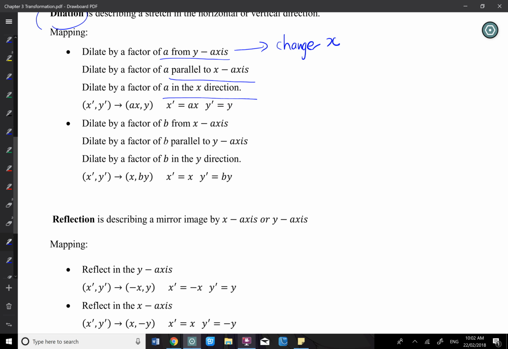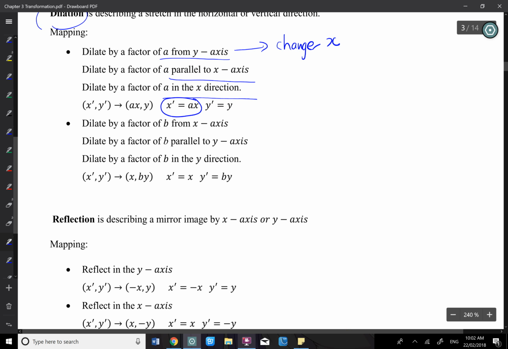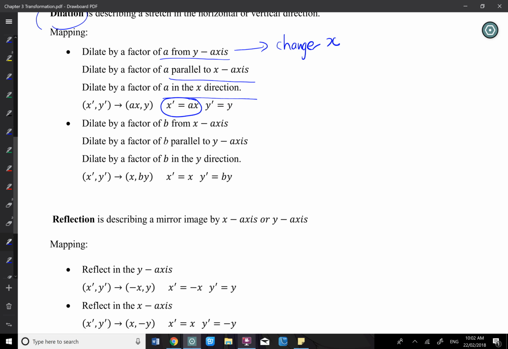So if you have a dilation by a factor of a from the y-axis, or parallel to the x-axis, or in the direction of x, you can say x dash equals a times x. It's the original x times by a.